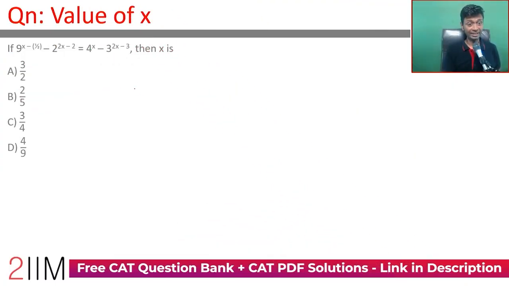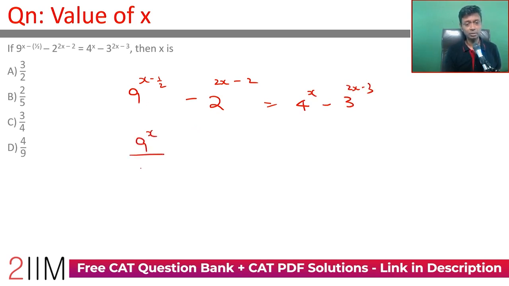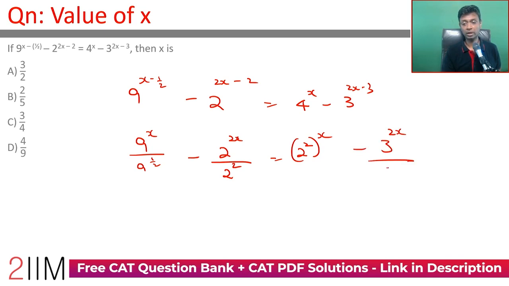Super. We want to find 9 power (x minus half) minus 2 power 2x minus 2 equals 4 power x minus 3 power (2x minus 3). 9 power (x minus half) is 9 power x by 9 power half, minus 2 power 2x by 2 square, equals (2 square) whole power x minus 3 power 2x by 3 cube.